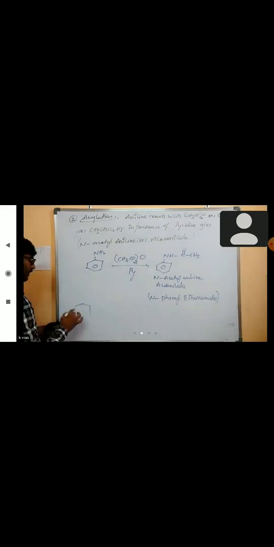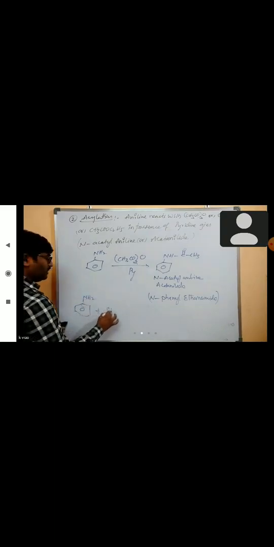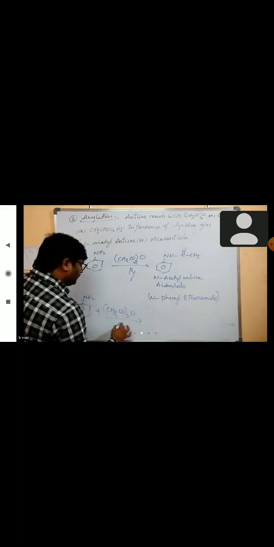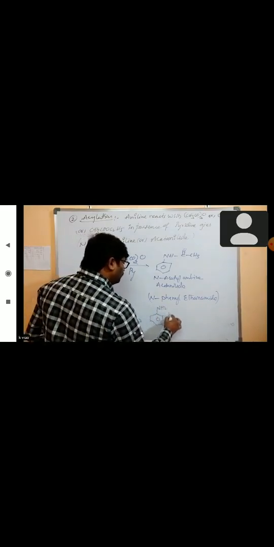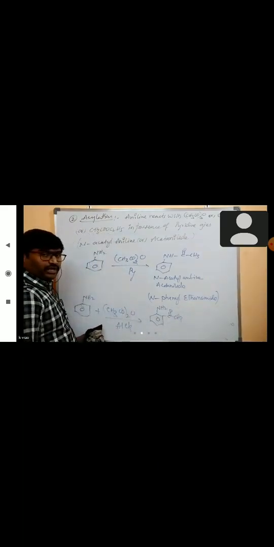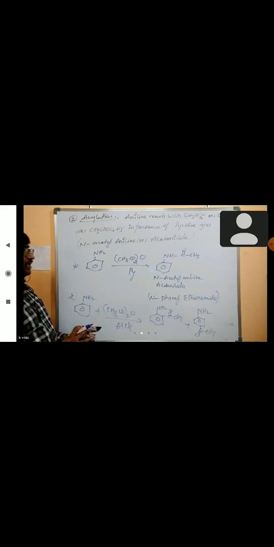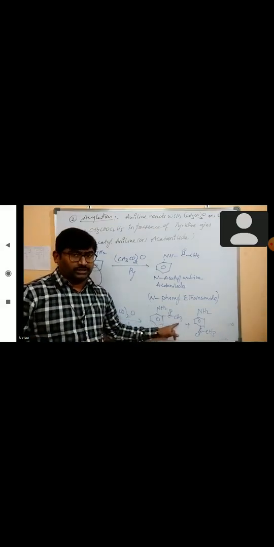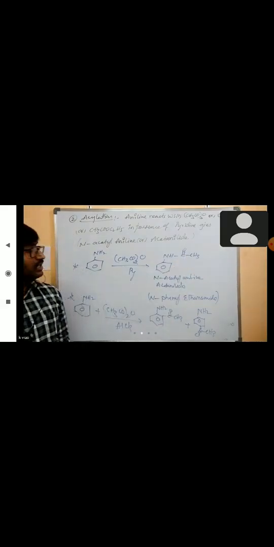If I use, instead of pyridine, aniline plus acetic anhydride in the presence of AlCl3, a Lewis acid, the acetyl group is substituted at either the ortho position or the para position, giving ortho amino acetophenone plus para amino acetophenone. This is the difference between acylation of aniline in the presence of pyridine and in the presence of AlCl3. If you use AlCl3, you get electrophilic substitution on the benzene. But if you use pyridine, it undergoes nucleophilic substitution, so in place of hydrogen, the acetyl group is substituted. In this case, the major product is this one.